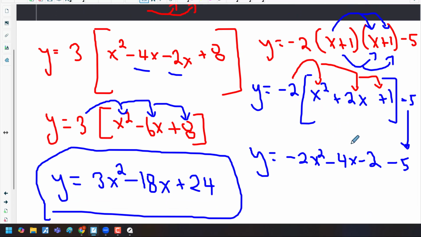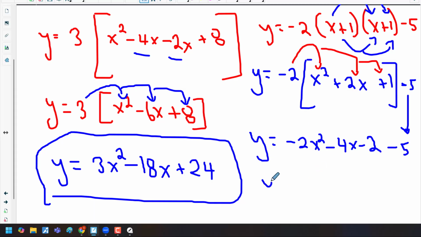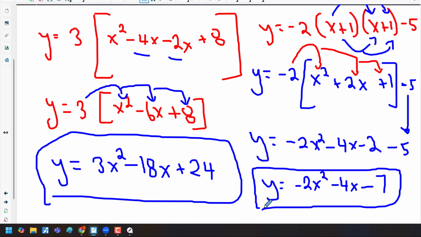So you can see that -2 and -5 are like terms. They have the same variable. In this case, no variable. They're just numbers, which can be added and subtracted. -2 minus 5 is minus 7. That's the answer. Hopefully this is making some sense to some of you.